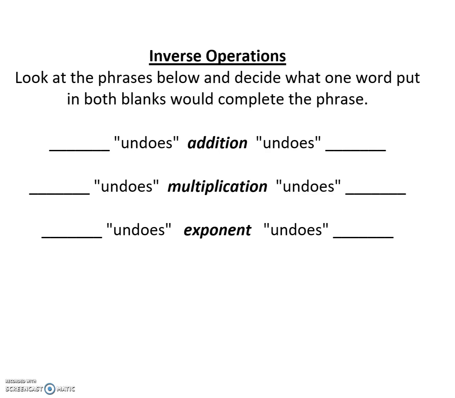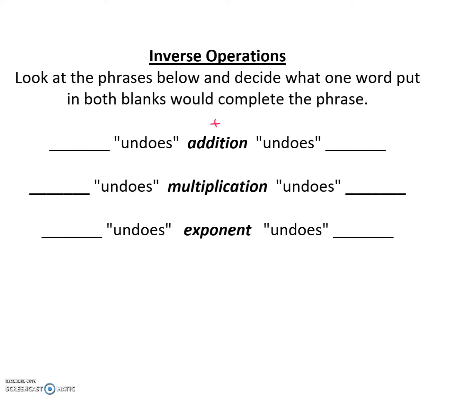The next thing we're going to talk about is our inverse operations. When we're looking at these inverse operations, our goal is to find one word that fills in both the blanks on this line. So what one word undoes addition, and addition undoes that word? So I want you to look at all 3 of these lines. Try and find a word for each of these lines that does this. Go ahead and pause your video here and think about that.